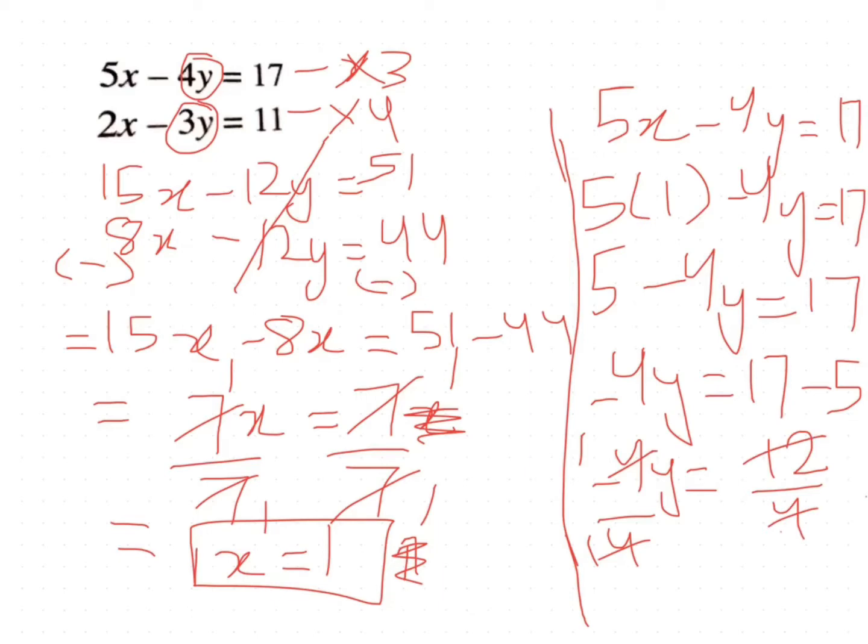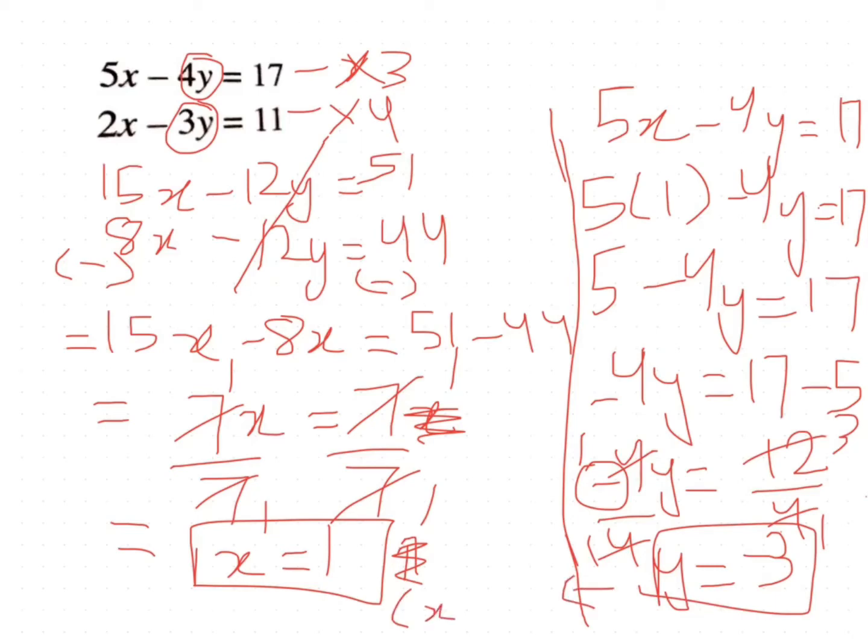The answer would be y equals minus 3. How are we going to write it? There is no space, so I am writing it here: (x, y) equals (1, minus 3). So we have solved the equation.